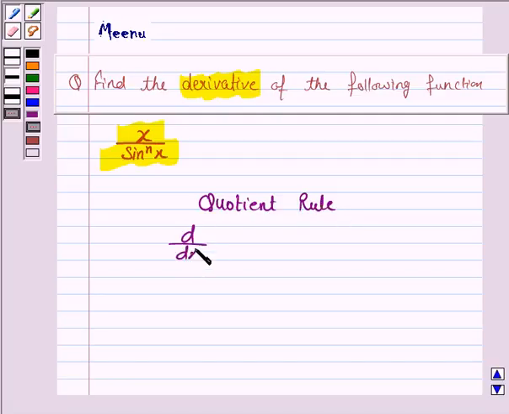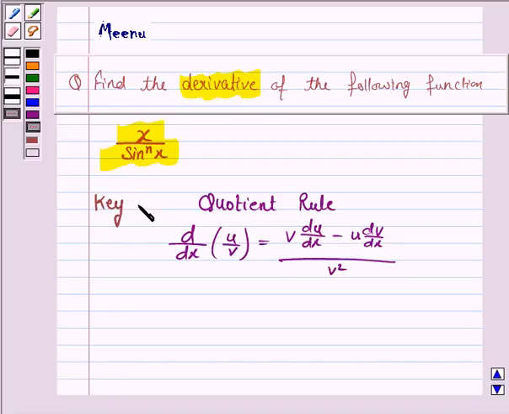It says, d by dx of u by v is given by v into du by dx minus u into dv by dx upon v square, that is the square of the denominator. So this knowledge will work as key idea. Let's now move on to the solution.